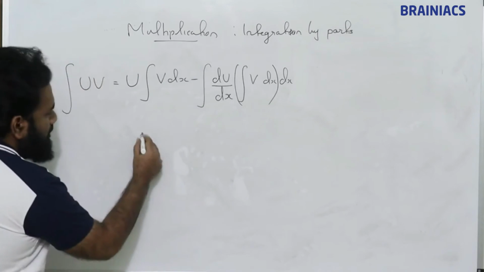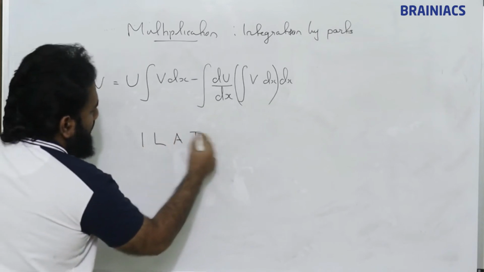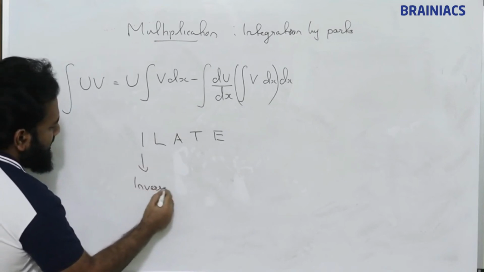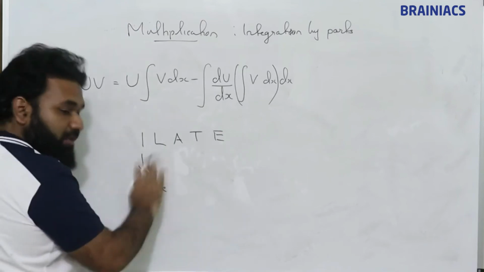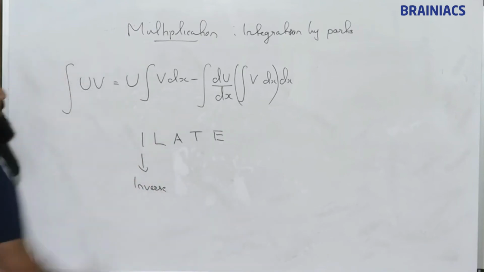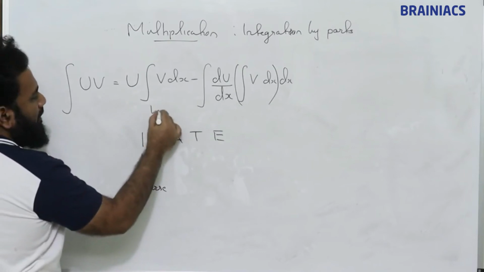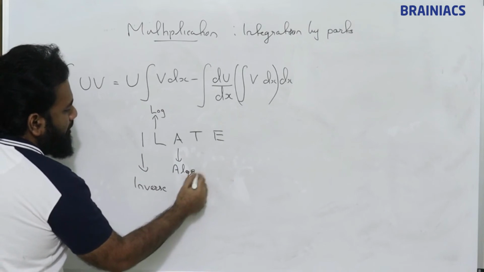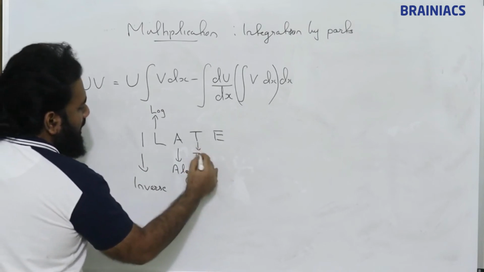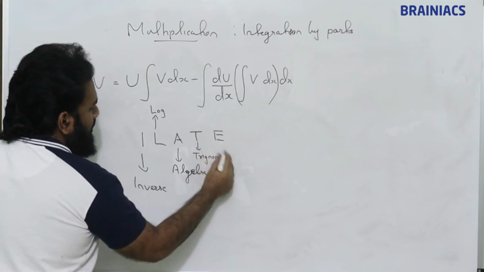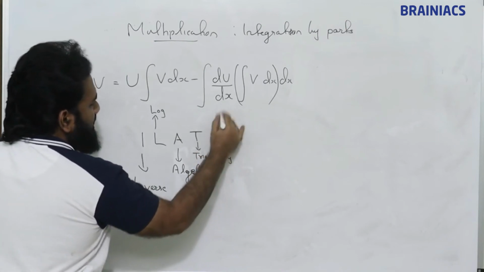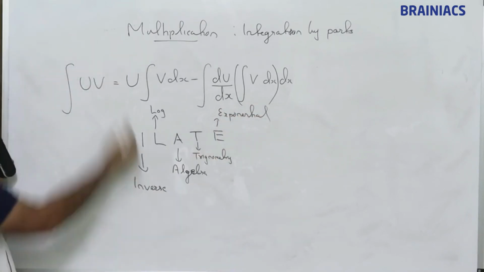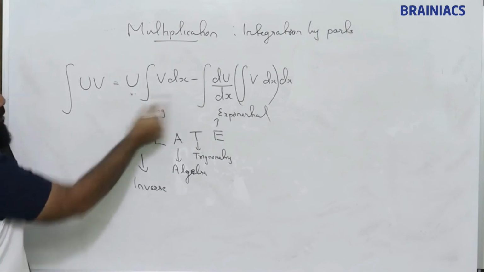I is inverse, so if an inverse function is there, that must be the first term. L is logarithmic, A is algebra, T is trigonometry, and E is exponential. Based on this rule, we can decide which one is u and which one is v.